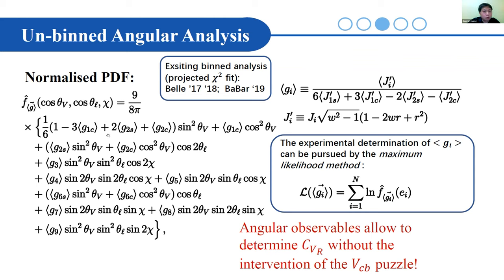So in the normalized PDF, we need to deal with the normalized angular observables, namely the G parameters, which are the original J parameters divided by a normalization factor. And these G parameters can be obtained by the maximum likelihood method, and then used to fit the form factors and the Wilson coefficients, including CVR, because they are functions of the form factors and the Wilson coefficients. Because the overall factor, including Vcb, gets cancelled in the G parameters by taking the ratio, the determination of CVR would be independent of the controversial value of Vcb.